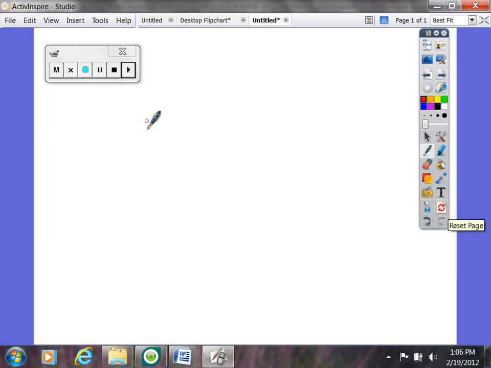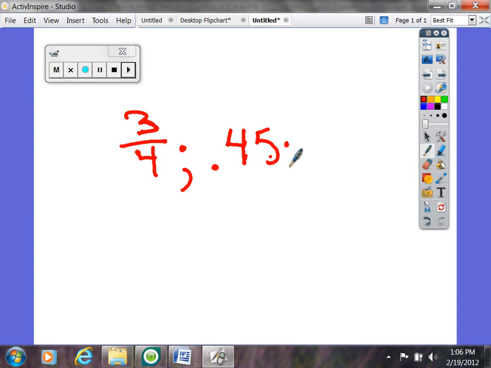Now, let's say if you had a problem like this, 3/4, 0.45, 7/8, and 0.6. All right. What if you're asked to put those in order from least to greatest or greatest to least? Well, you're going to have to do the same thing. You're either going to have to change them all to a decimal or all to a fraction. It all depends on what is easiest for you. Well, I know what's easiest for me here, since I've got a lot of these memorized. I'm going to change them all to a decimal.